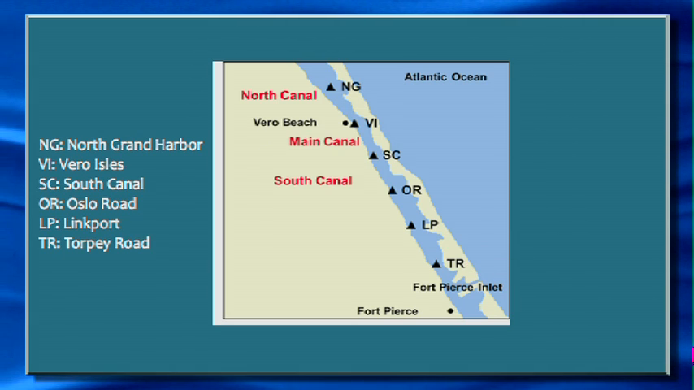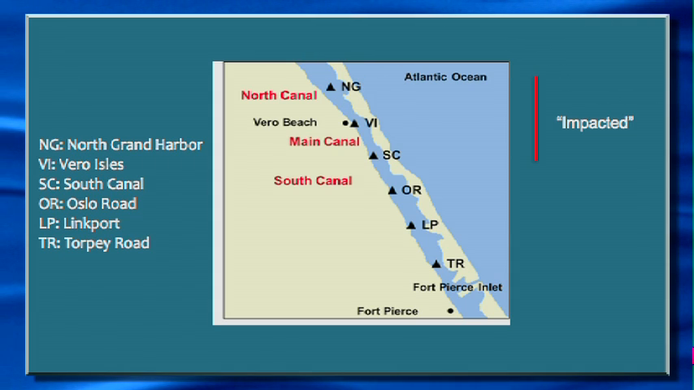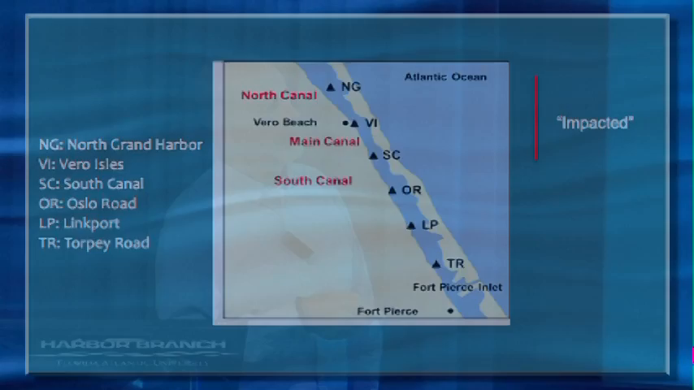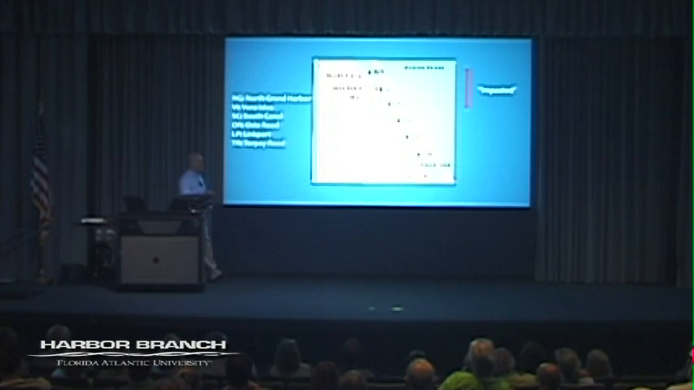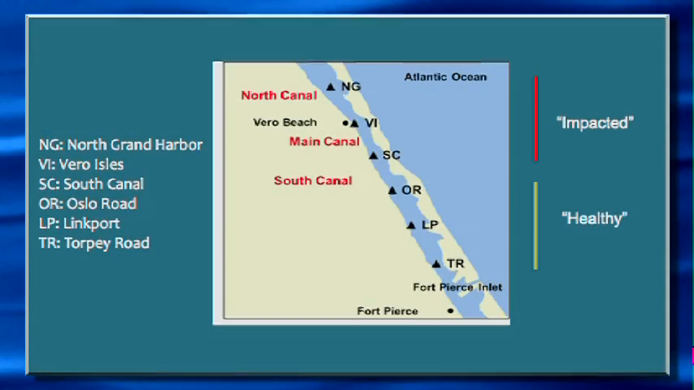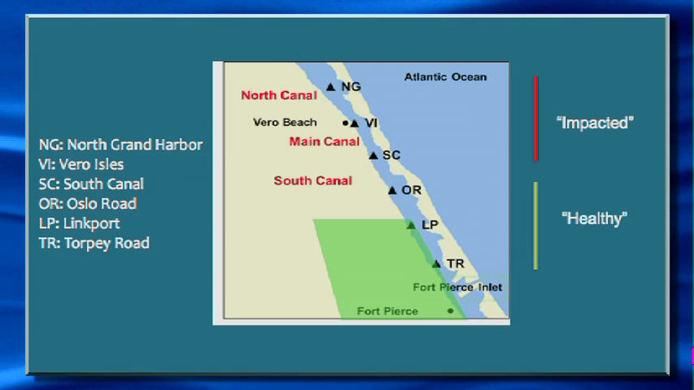And we can look at these sites in terms of ones which are highly impacted, because these are within the city of Vero Beach, and they have influx from the North Canal, the Main Canal, and the South Canal. They're also distant from the inlet, so they're not getting a great deal of exchange. The southern 3 sites are comparatively healthy, theoretically, and so here there is no major input, and they're closer to the inlet, so they're getting exchange going on.